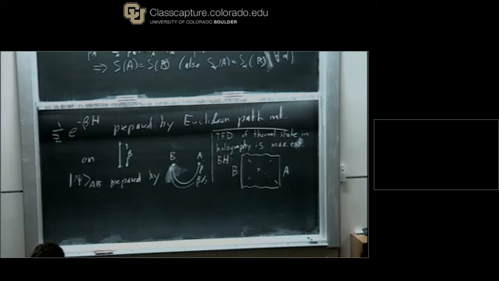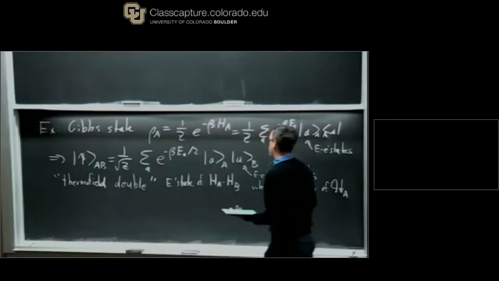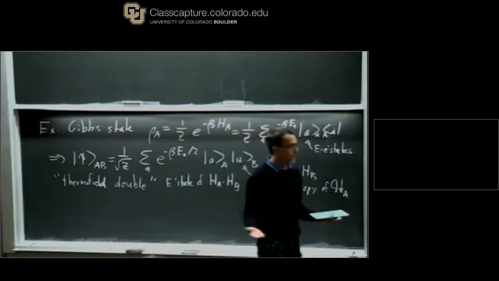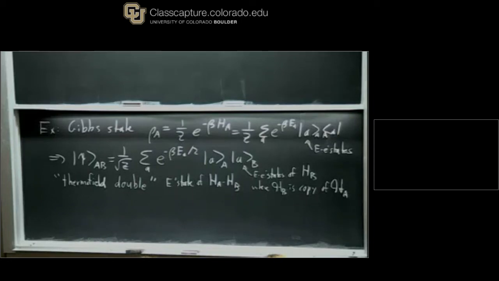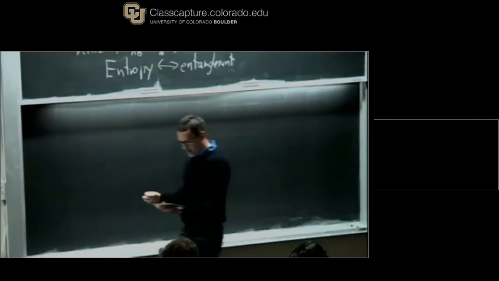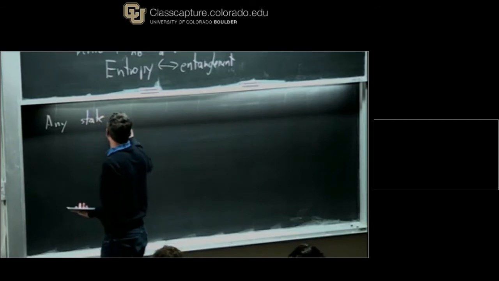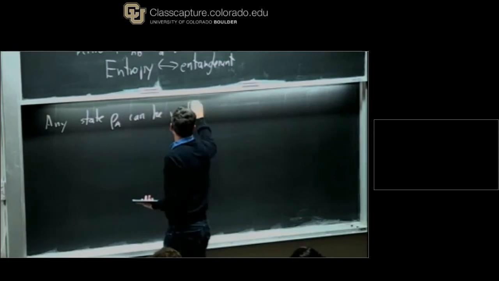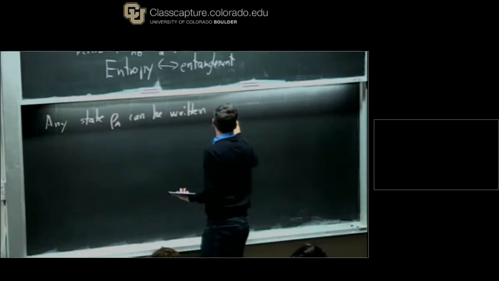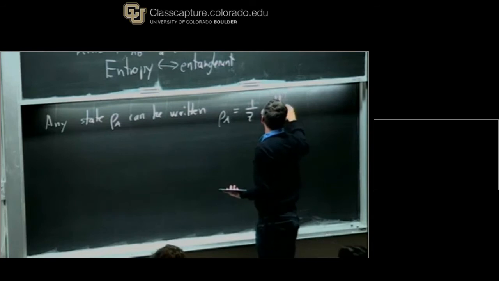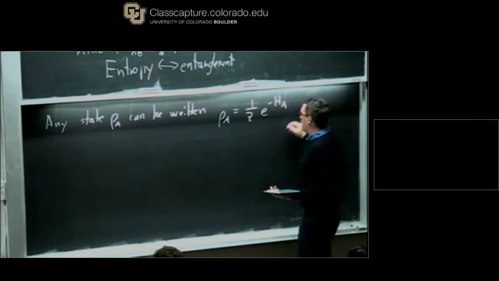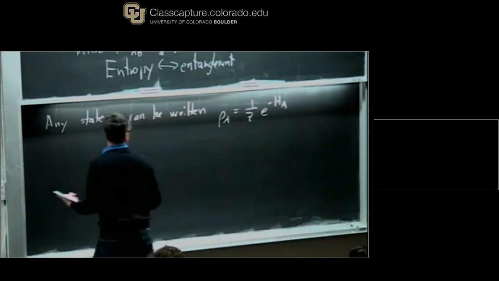Now, this way of writing rho sub A kind of gives us, as physicists, we're comfortable with Gibbs states. And so it sometimes makes us feel better to pretend like an arbitrary rho sub A is a Gibbs state. And luckily we can do that. So any state, pure or mixed, can be written in this way, and I'm going to leave off the beta, for some operator HA.